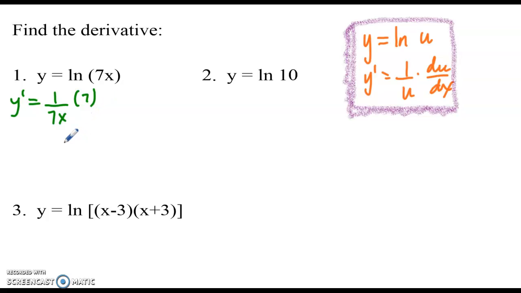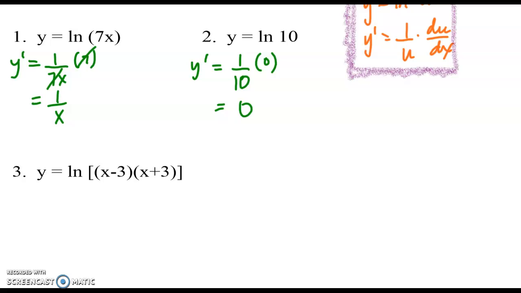And so if I would reduce that, I would get 1 over x. The 7's will cancel out. Looking at number 2. The derivative of y equals 1 over u multiplied by the derivative of u. Well, we know a derivative of the constant will be 0. So that answer is 0.